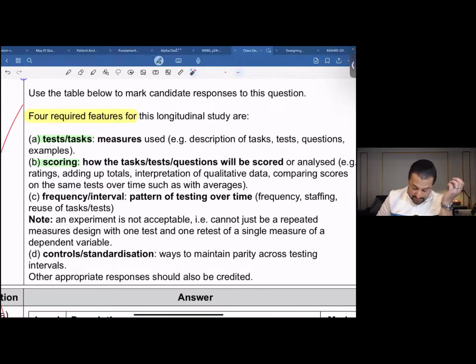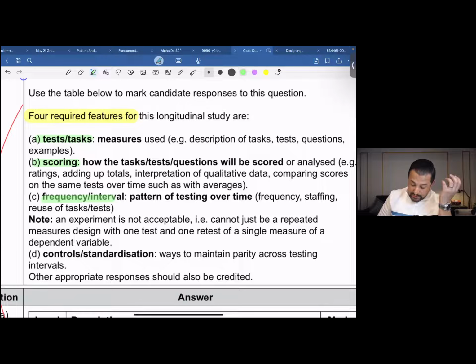Now, this could possibly be done through rating, through adding up totals, through interpretation of qualitative data, by comparing scores on the same tests over time, such as with averages, and so on and so forth. I hope that makes sense. Moving to the third part. Now, the second part has to do with data analysis, if I sum it up in two words.